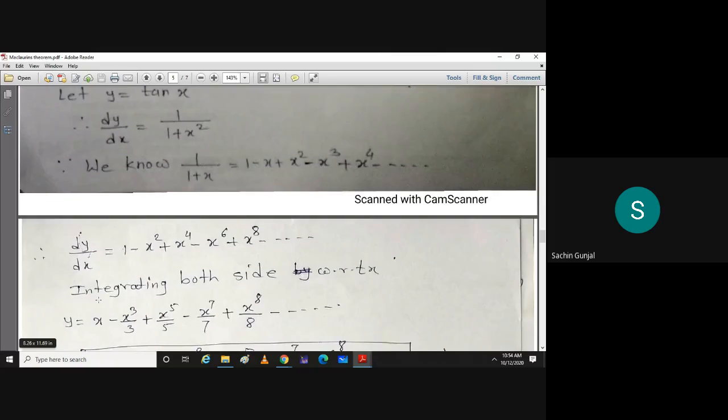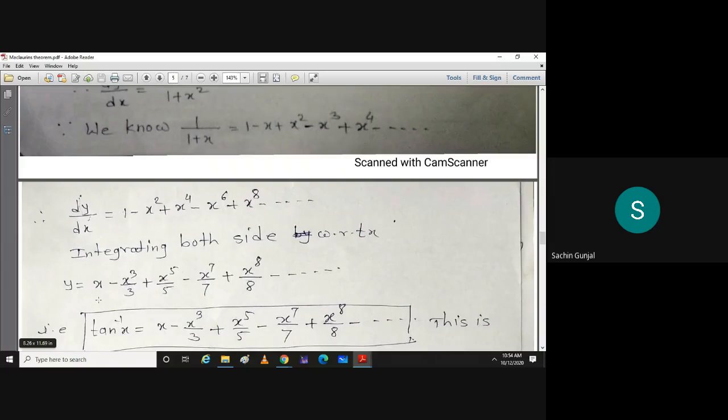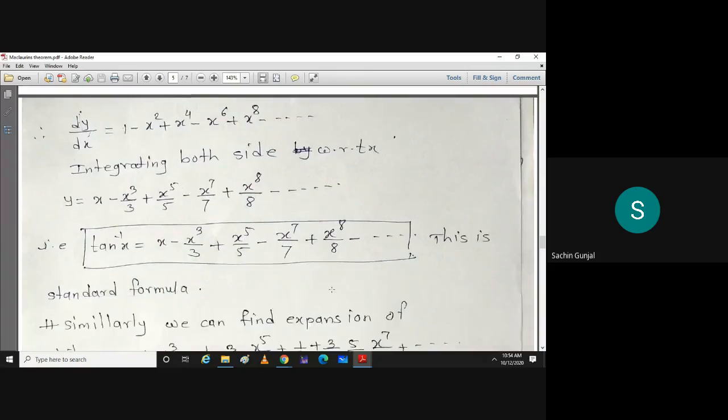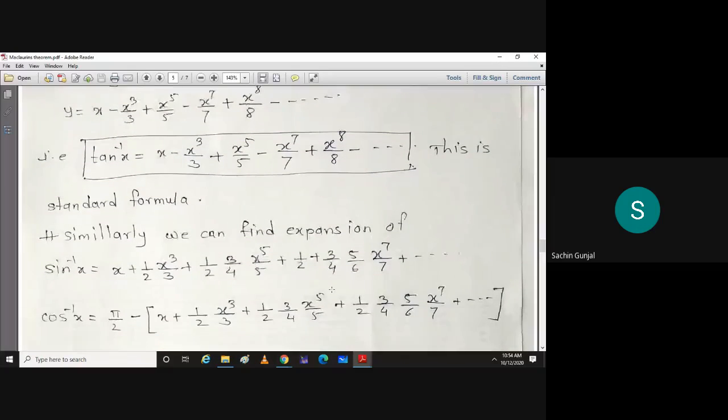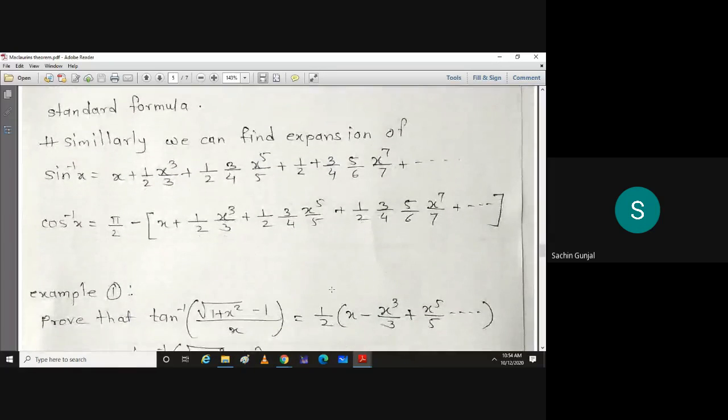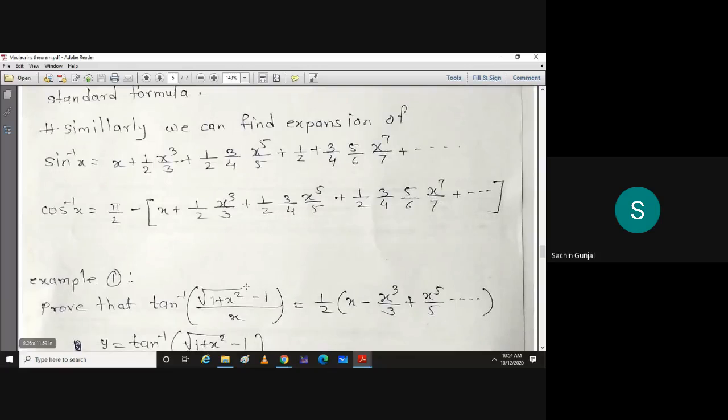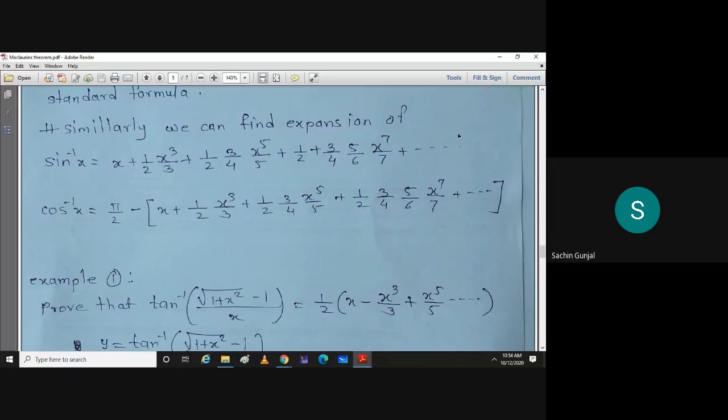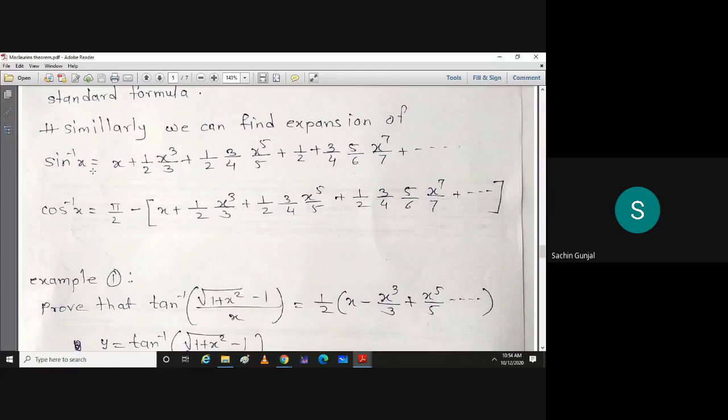So the integration of dy by dx with respect to x is y, and then you integrate term by term: x minus x cube by 3 plus x raised to 5 by 5 and so on. So this was the trick. Using similar logic you can find the expansion of sine inverse x.